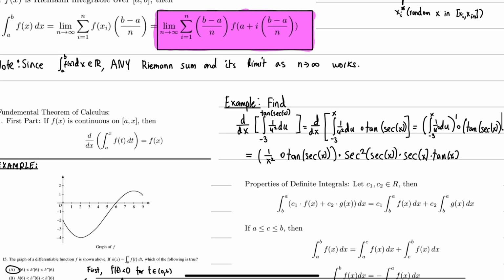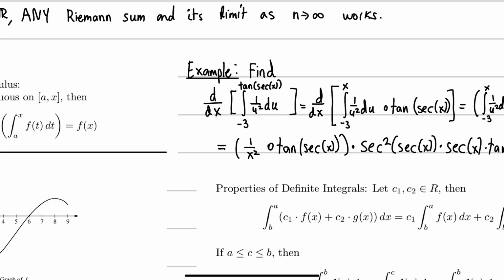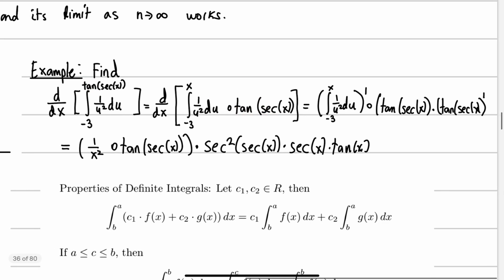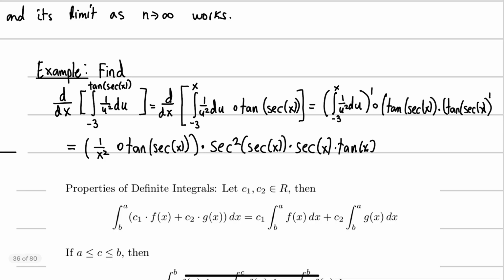So here's an example. Find the derivative of the integral from -3 to tangent of secant of x of 1 over u squared du. First, we're going to express it as a composition, right? So we have x and we have tangent of secant of x plugged into x, right? Next, we're going to use our chain rule. Since we have a composition, we could take the derivative of this, plug that in here, and take the derivative of that, multiply them. So we're going to have the derivative of the integral composed with this input times the derivative of the input.